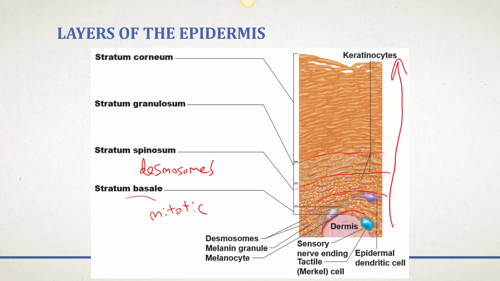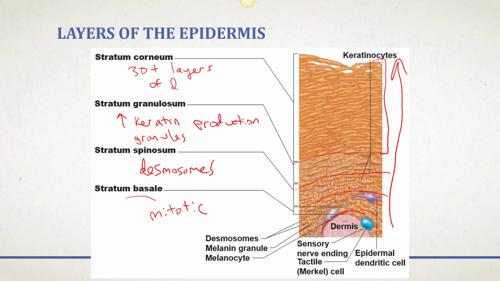So this is where keratin production skyrockets. And you can see those numerous granules in this layer. Then you get up to the stratum corneum. The stratum corneum is a majority of the thickness of the epidermis, and a majority of the cells here are dead. So it's basically 30 or so layers of dead sacs of keratin.